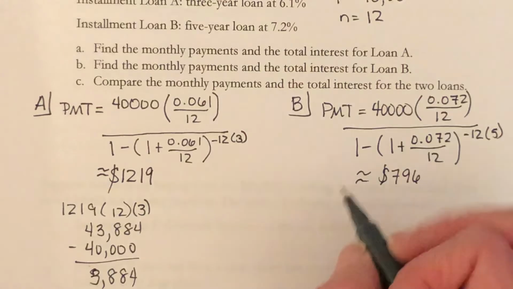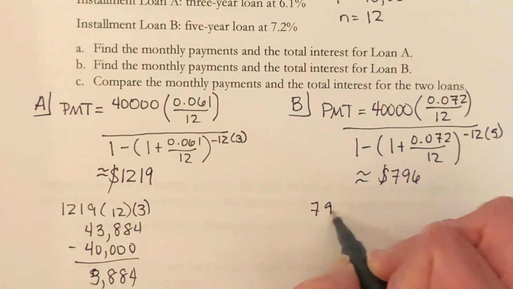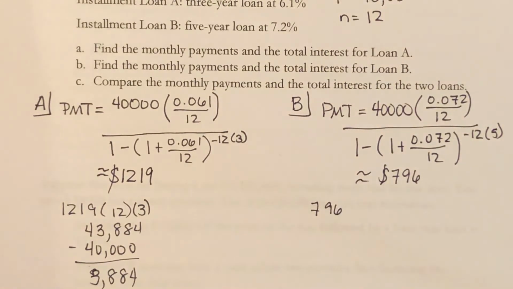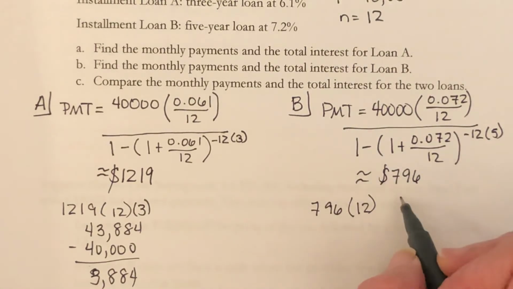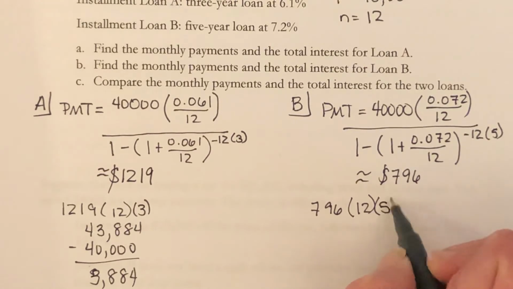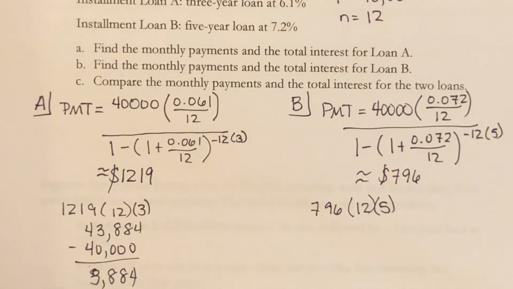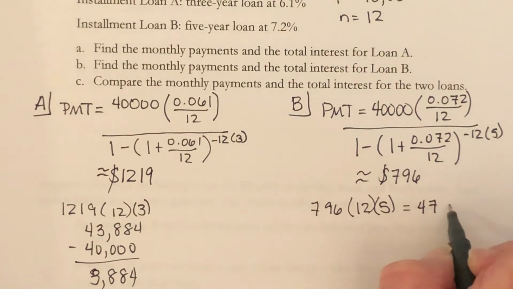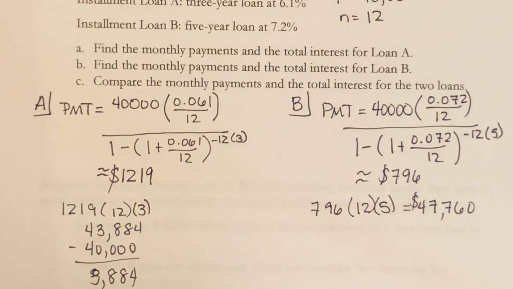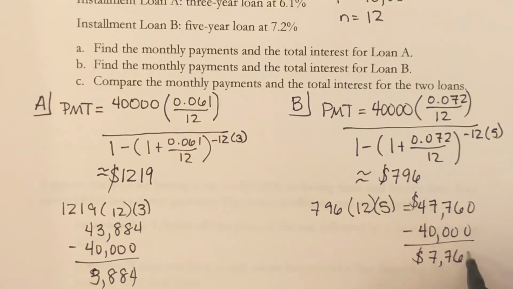Okay, and they do the same thing here. If I'm paying $796 and I'm paying for 12 months out of a year for a total of 5 years, you get $47,760. Okay, and then you subtract off the $40,000 that we were financing. And so the interest you pay on this loan is $7,760.